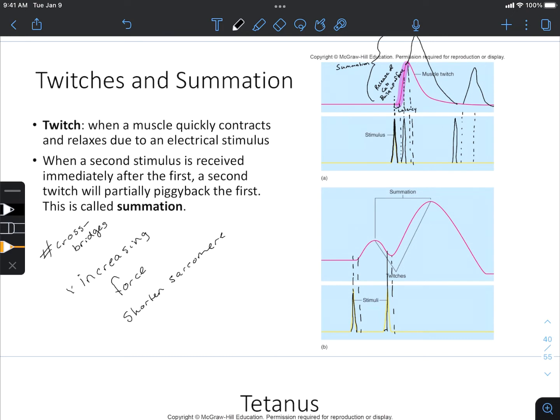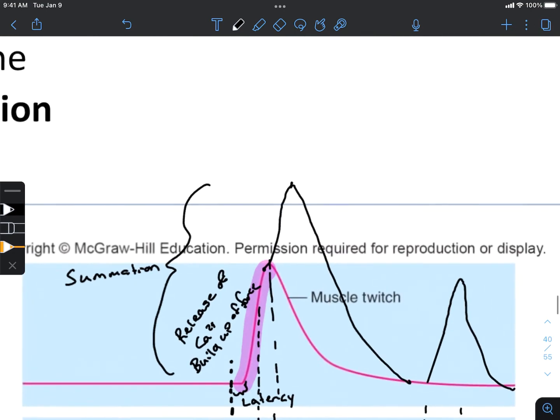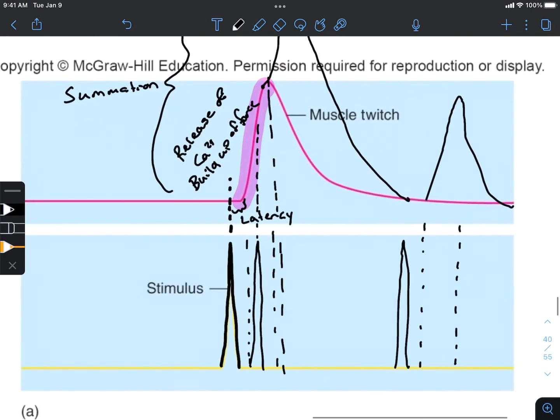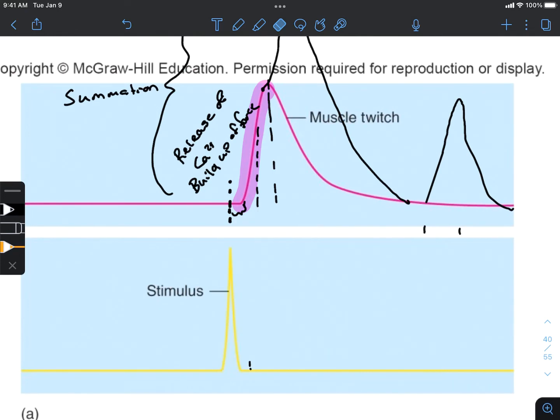But this increase in force, let's look more at that. So how do we do that? Well, it has to do with the frequency of action potentials generated in that skeletal muscle fiber. The higher the frequency, the more summation we get. So continuing with my bad drawing, let's erase some of this noise so it's a little easier to see.